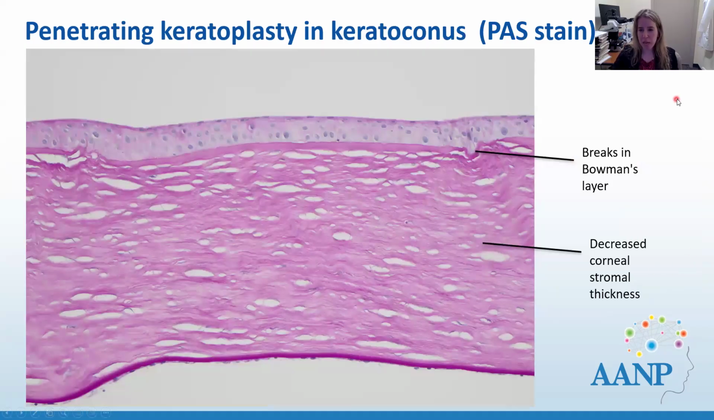Penetrating keratoplasties can be done for many things. Here, for example, is a cornea where there was a penetrating keratoplasty. You can see epithelium, Bowman's, stroma, Descemet's, and endothelium. Here you can note that the corneal stroma looks a little thin, and that in Bowman's layer there are breaks. When we see breaks like this or discontinuities, it is a sign that the patient might have keratoconus. Usually when we're seeing this, it's because a patient has keratoconus.